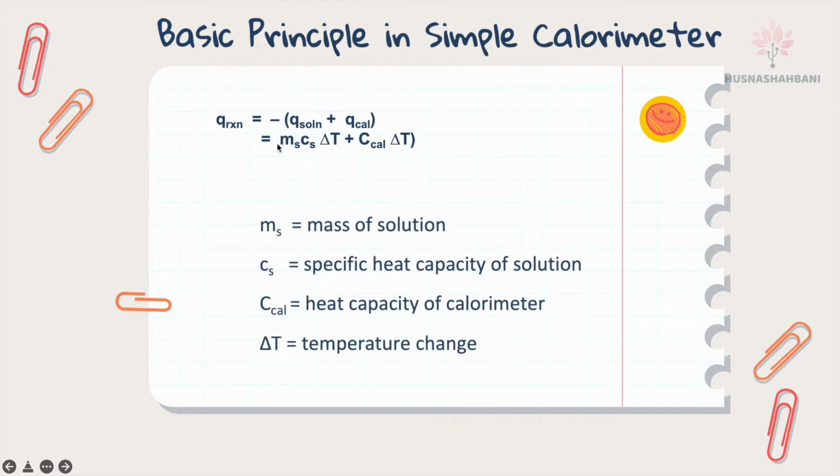And here Ms is the mass of solution, Cs is the specific heat capacity of the solution, delta T is the temperature change, capital letter C here is the heat capacity of the calorimeter, and delta T is the temperature change.